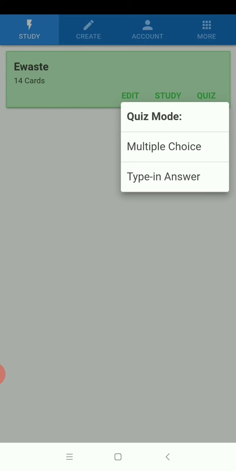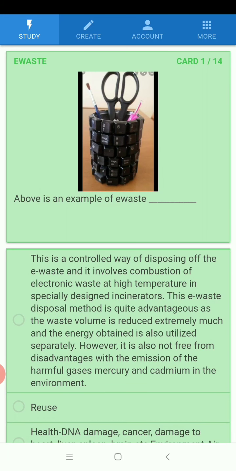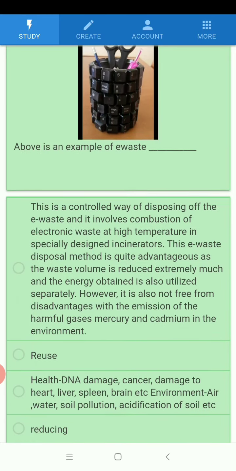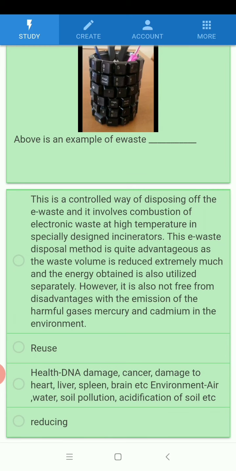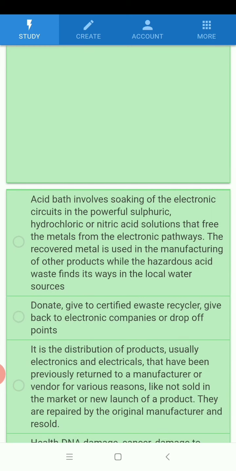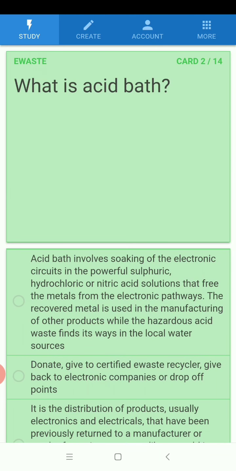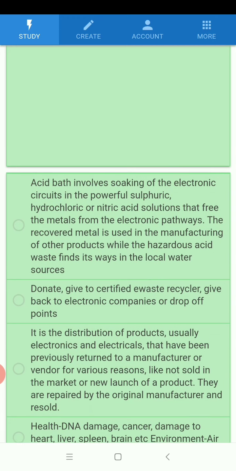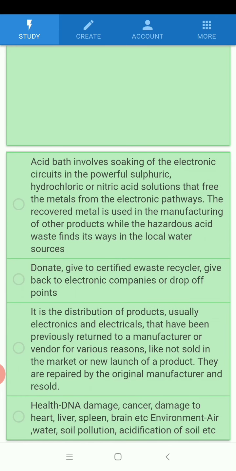Now let's take a quick revision of what we have learned. The question is, above is an example of e-waste. The keyboard keys are being reused. So the answer is example of e-waste reuse. Now the second question is, what is acid bath? I'm again repeating, acid bath is the process in which the electrical and electronic circuits are soaked into various acid solutions, which helps in separating metals from e-waste.